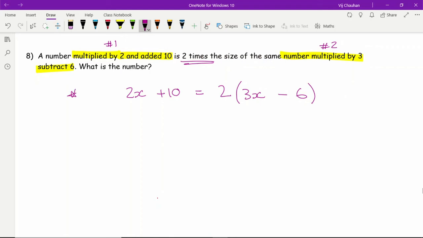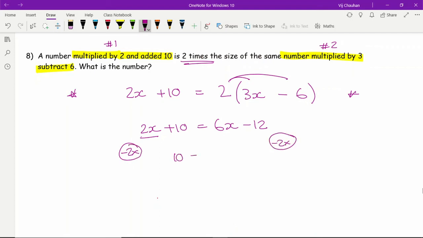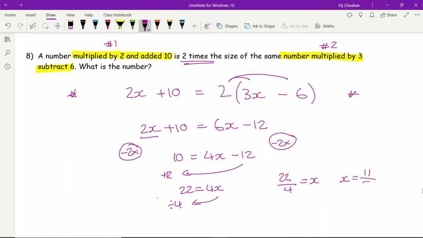So this actually would get you 1 mark for simply translating the question into algebra. And once we've got this, as we've got a bracket, we want to get rid of the bracket, so let's just expand that out. So we end up with 6x minus 12. And then we want to get rid of the smallest x, so get rid of minus 2x. So here I end up with 10 equals 4x minus 12. Get rid of the minus 12 by adding 12, so I've got 22 equals 4x. And then divide by 4. So I end up with 22 over 4 equals x, which equals 11 over 2. And there is your final answer.